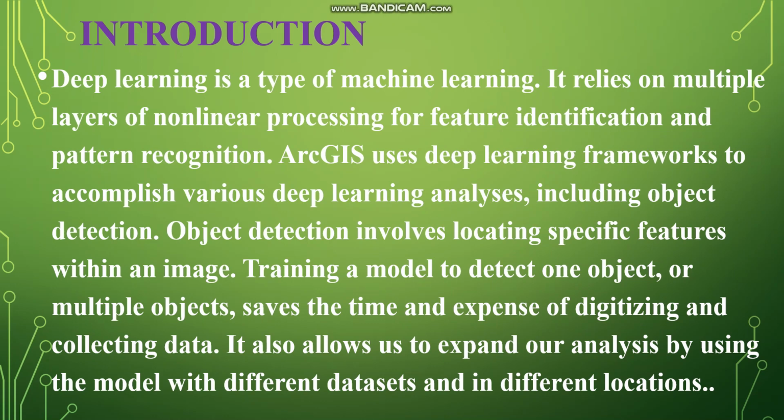ArcGIS uses deep learning frameworks to accomplish various deep learning analyses, which can include object detection, image classification, etc. Object detection involves locating specific features within an image. It means we have an image and we are going to detect only the required objects.